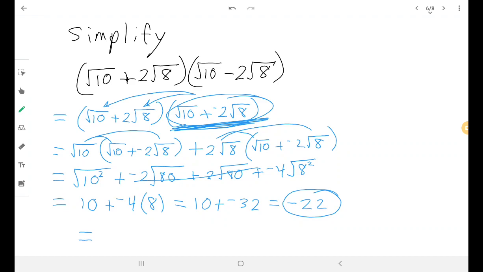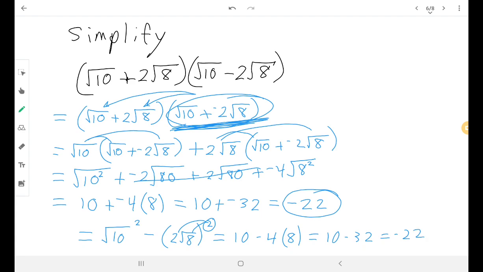Now, you might have recognized this up here as a difference of squares, and if you had, an alternate way to do this problem would be to say, okay, that's the first one squared minus the second part squared, which square root of 10 squared is 10, minus this squared goes to both of them, so 2 squared, which is 4, times square root of 8 squared, which is 8, which still gets you, of course, 10 minus 32, which is -22.